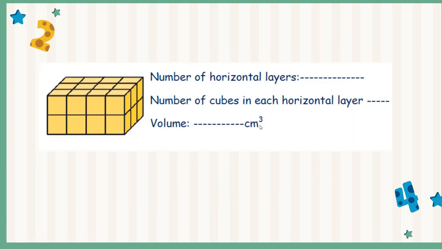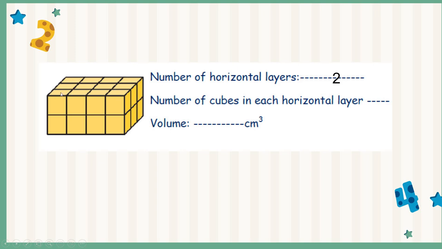Let's see an example for this. The number of horizontal layers here, horizontal layer means like this. 1, 2. So the number of horizontal layers is 2. The number of cubes in each horizontal layer, let's count. 1, 2, 3, 4, 5, 6, 7, 8, 9, 10, 11, 12. Can I have another, simpler way, instead of counting how many cubes I have?